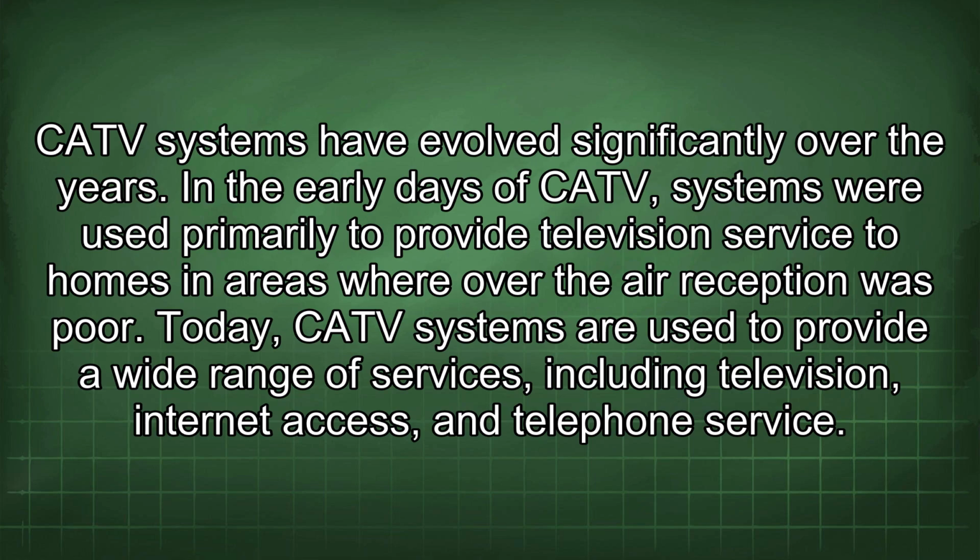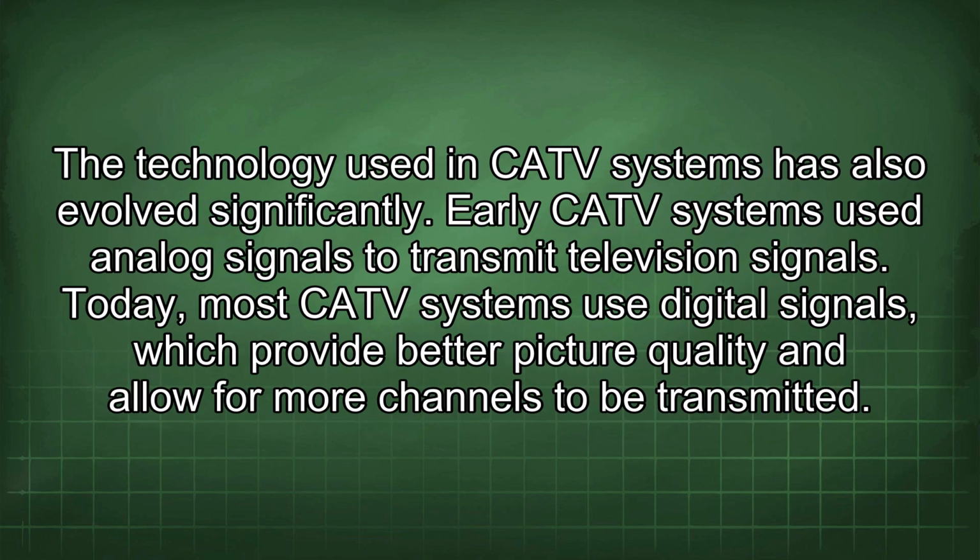CATV systems have evolved significantly over the years. In the early days of CATV, systems were used primarily to provide television service to homes in areas where over-the-air reception was poor. Today, CATV systems are used to provide a wide range of services, including television, internet access, and telephone service. The technology used in CATV systems has also evolved significantly. Early CATV systems used analog signals to transmit television signals.